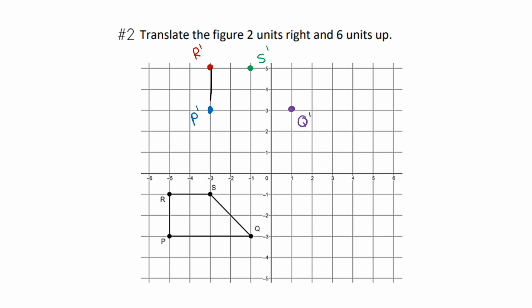When you connect the dots, you can see that the shape is the exact same size. Everything is going in the same direction. The only thing that has changed is that the figure is now at the top of the graph instead of down at the bottom, and it is shifted over slightly.